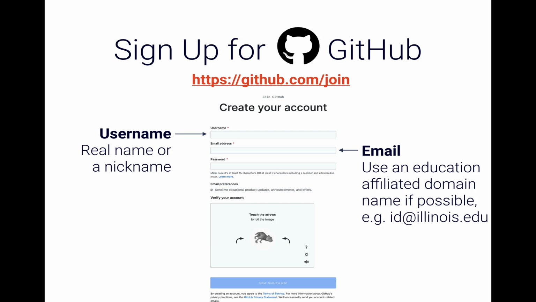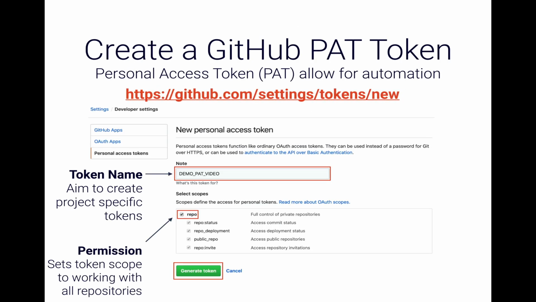Secondly, I recommend in the email address field using an education affiliated domain. In this case, it would be ending with a .edu, as it'll allow you to get freebies from GitHub a little bit later on. Now, the next part is we need to actually create a Git PAT token.